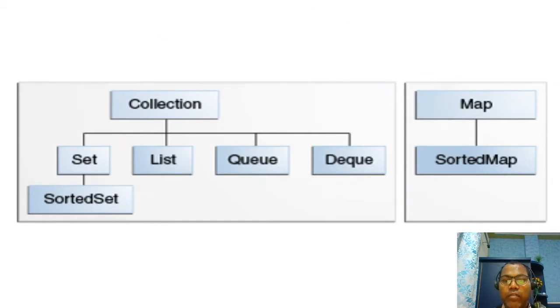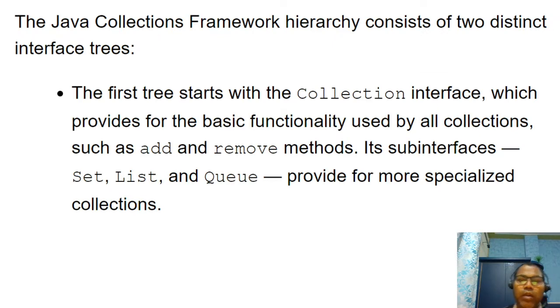The collection framework is provided by the Java platform as a set of classes and interfaces that already implement your array data structure, your linked list data structure, your doubly linked list data structure, your hash table, your hash map. These data structures are already implemented. As a developer, we should know these classes so that you can use them. So let's discuss one by one this complete Java collections framework.